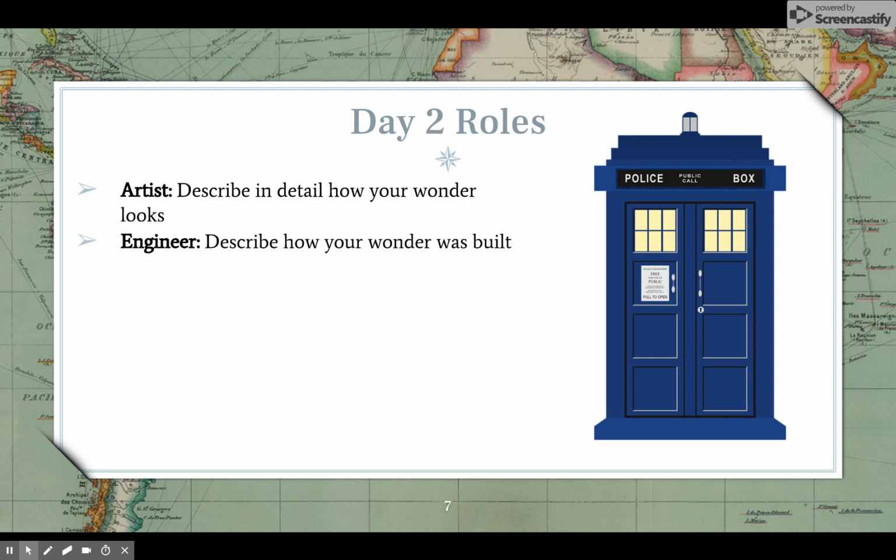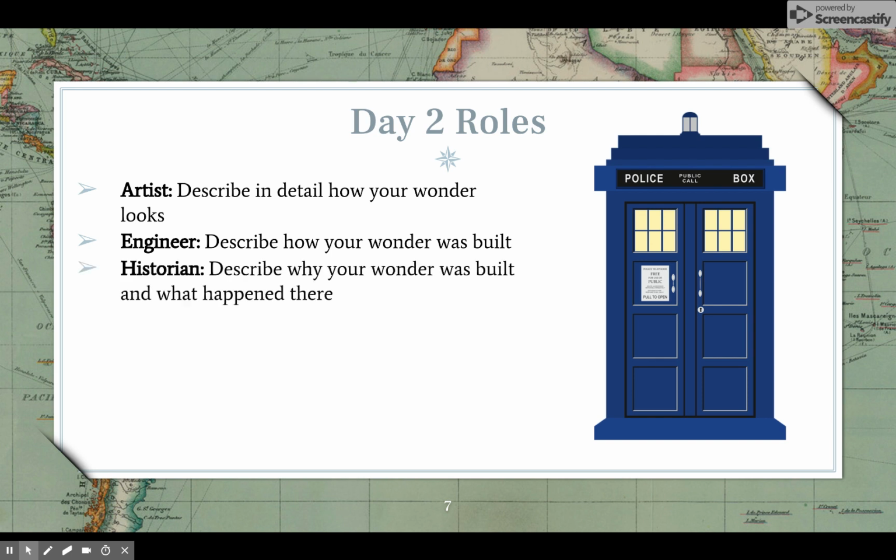Our second person is going to be our engineer. The engineer is going to be interested in how the wonder was built. How did they put this thing together? These are all, for their time, were really, really difficult to make. And so the engineer's job is to figure out how they did it. How did they make it?